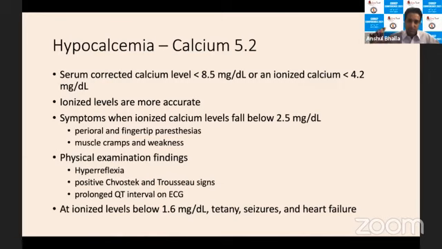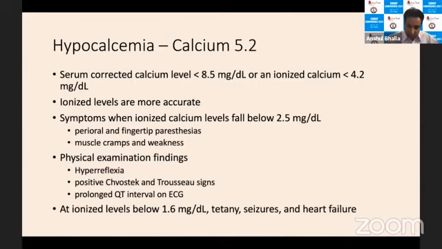And ionized calciums are more accurate, but as I said, using albumin you can make an estimate of what the corrected calcium is. Symptoms really appear when ionized calciums are very low, less than 2.5, and you get paresthesias, numbness, muscle cramps, weakness, reflexes are increased, and the QT interval on the EKG would be increased.